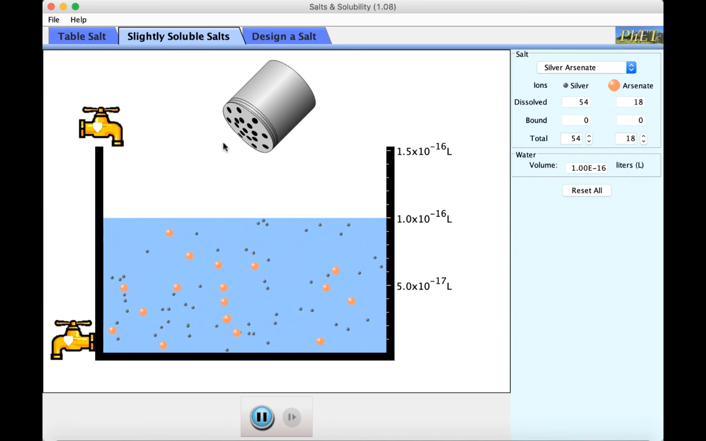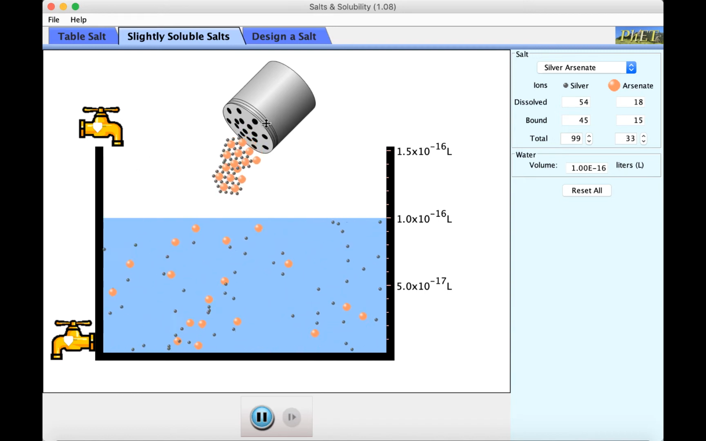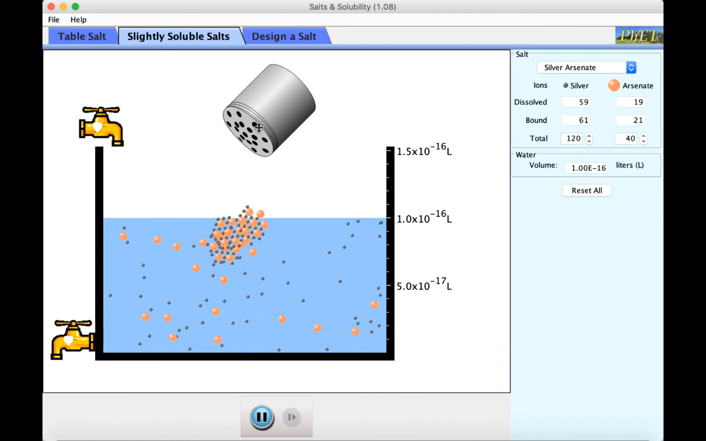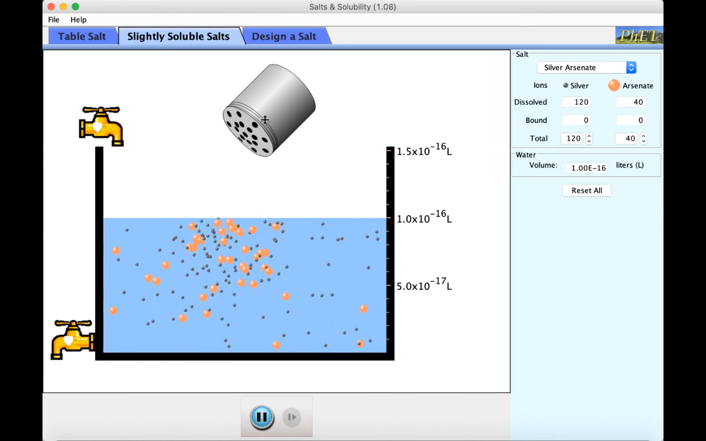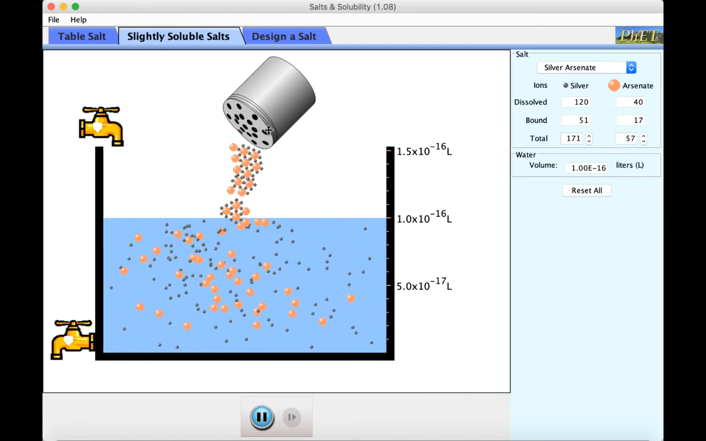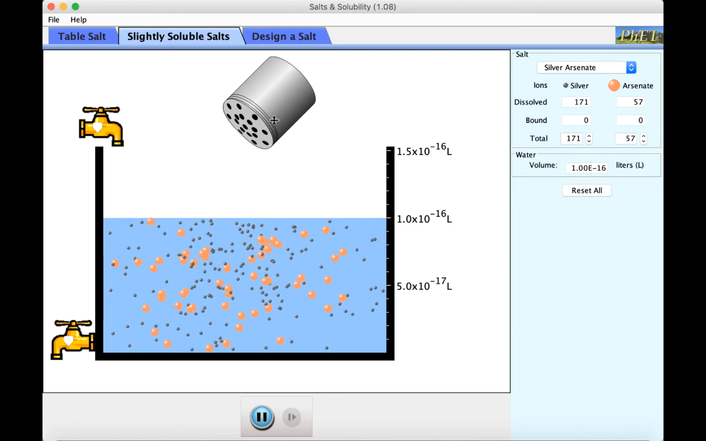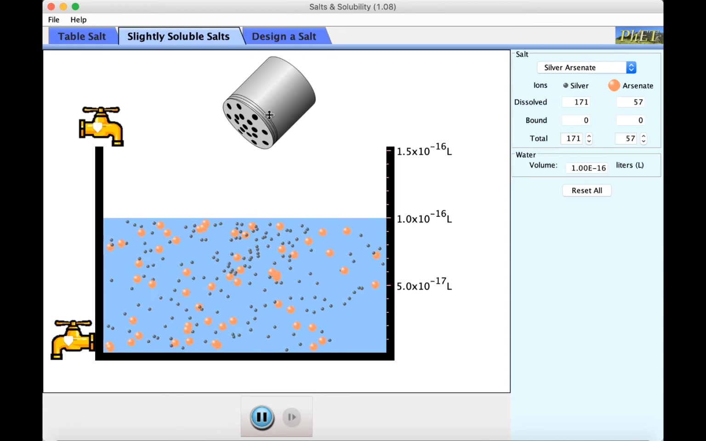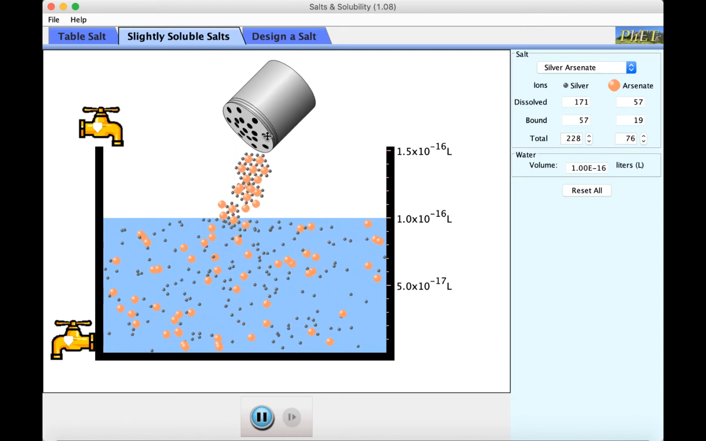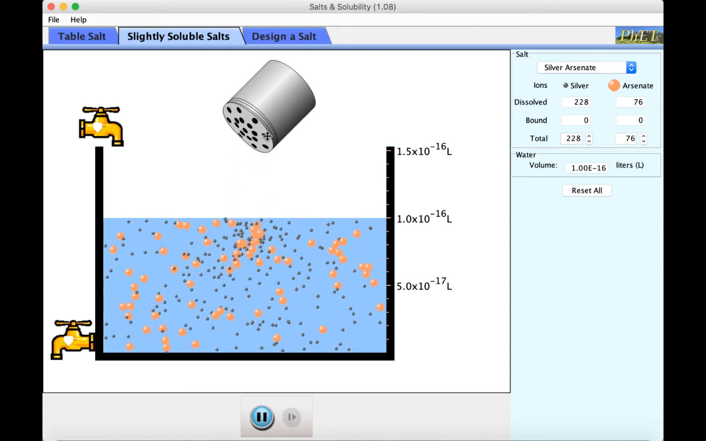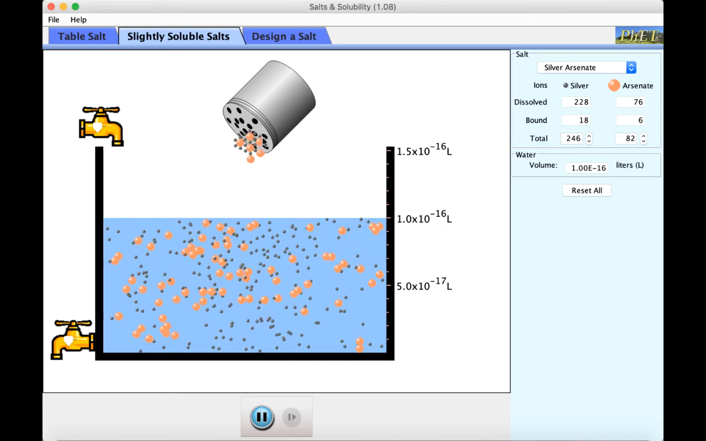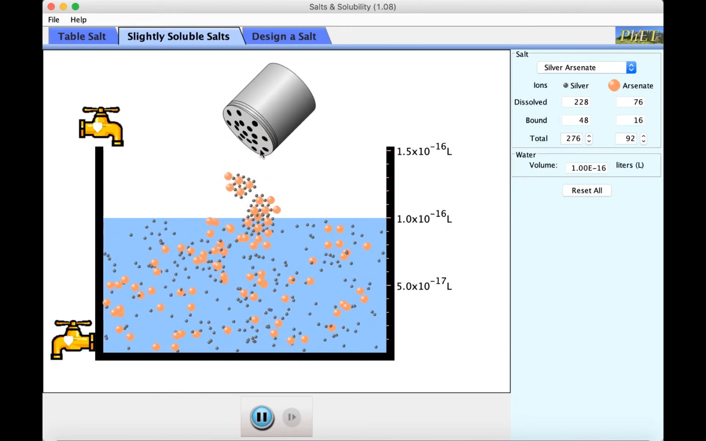So let's do something first. Let's add some more of our silver arsenate salt, and that still dissolves, yay, and we're going to put some more in, and that still dissolves. There was a lot of stuff in there. Let's put some more in, and that still dissolves. Wow, the silver arsenate is really soluble.